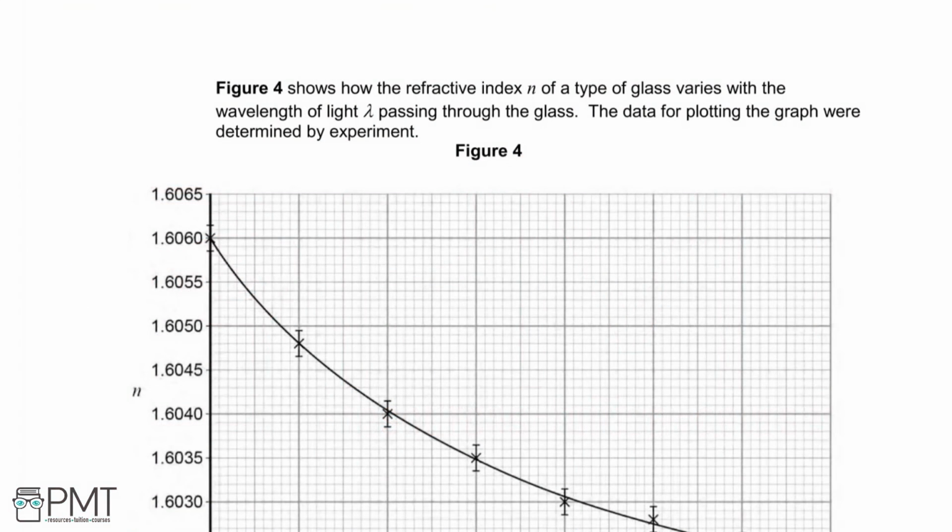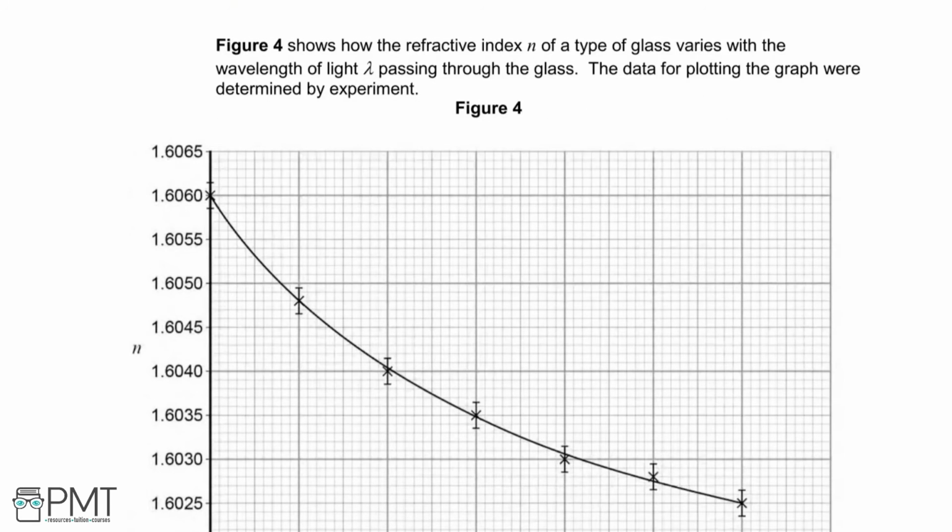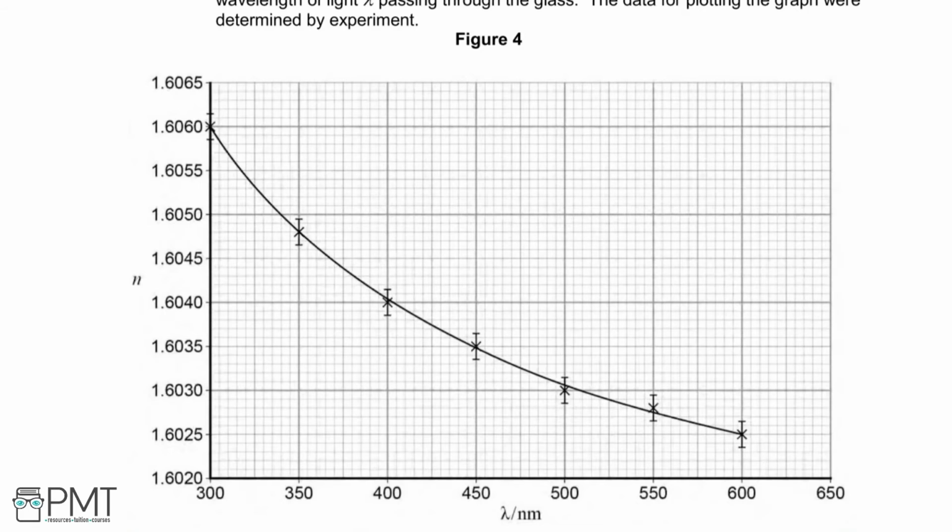Figure 4 shows how the refractive index n of a type of glass varies with the wavelength of light passing through the glass. The data for plotting the graph were determined by experiment. And then in figure 4 here, we've got a big graph with refractive indices on the y-axis and wavelengths on the x-axis.